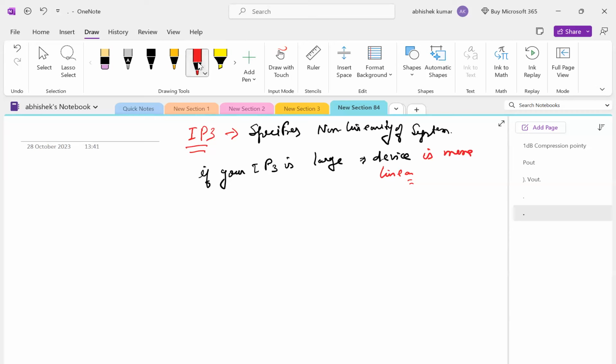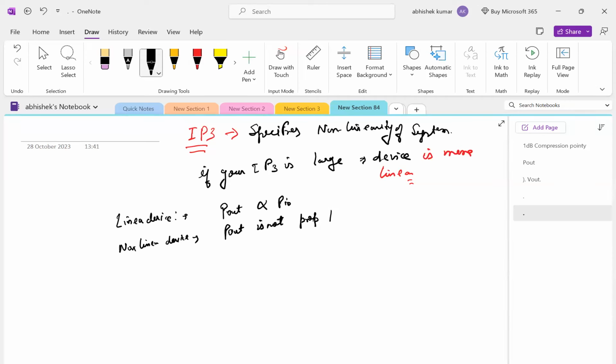So generally, what is the idea behind this? In our linear device, power output is directly proportional to input power. But it is not true in a nonlinear device. In a nonlinear device, power output is not proportional to P input.